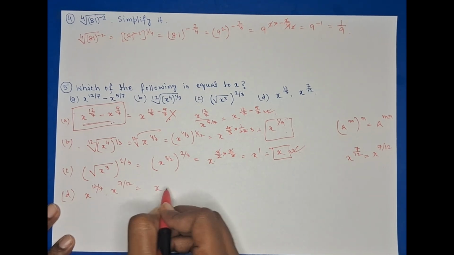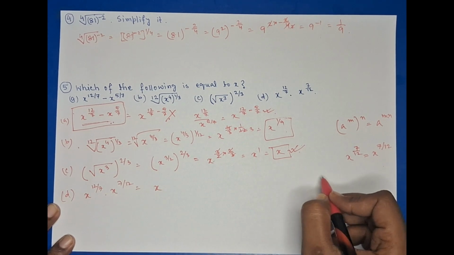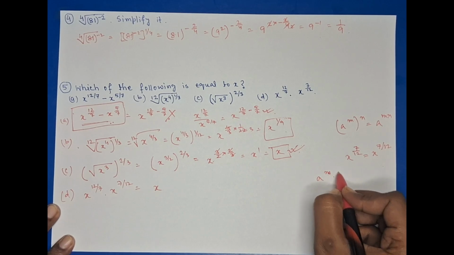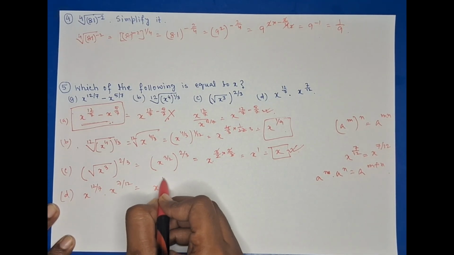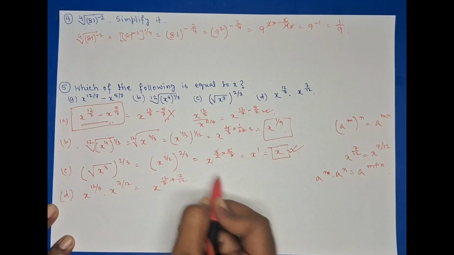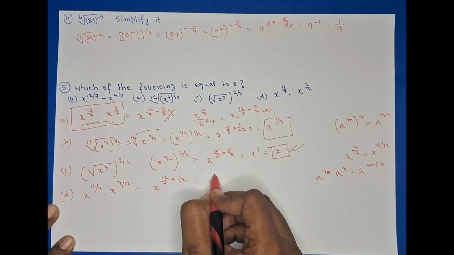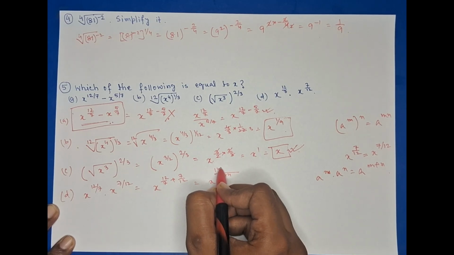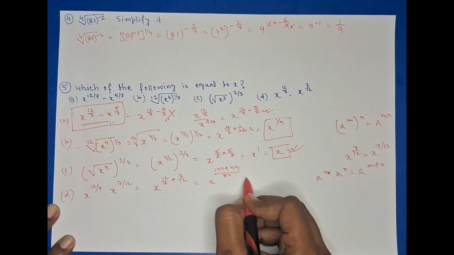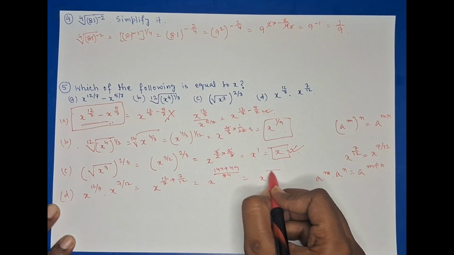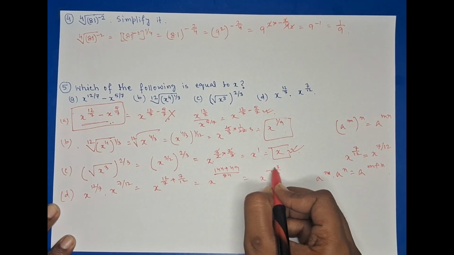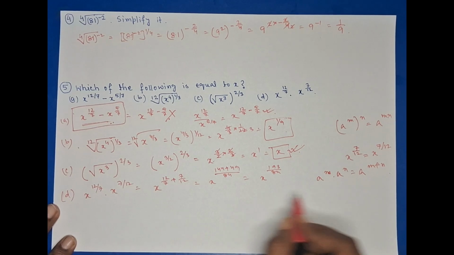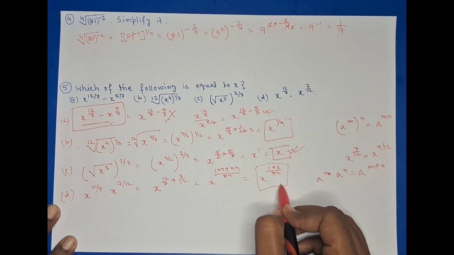So this is similar to a to the power m into a to the power n is equal to a to the power m plus n. Similarly, x to the power 12 by 7 plus 7 by 12, x to the power 84 into 144 plus 49. So this will be x to the power 84, 193 by 84. So this is x to the power 193 by 84.